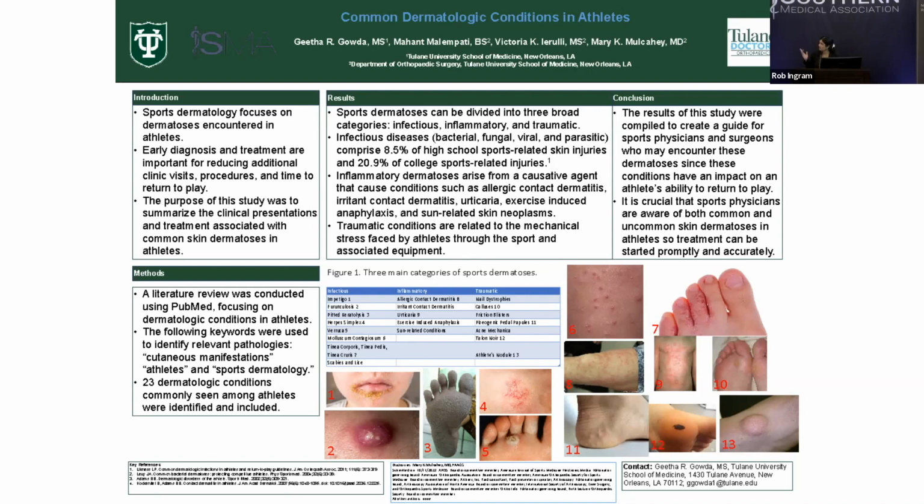And then these are just some common pictures that we found of typical presentations of some of them. So I'll just quickly go through a few of them. The first one is the honey colored crust that you see in impetigo. That can sometimes be mistaken for different things. So if you have that clinical suspicion in athletes, you will be able to treat quicker.